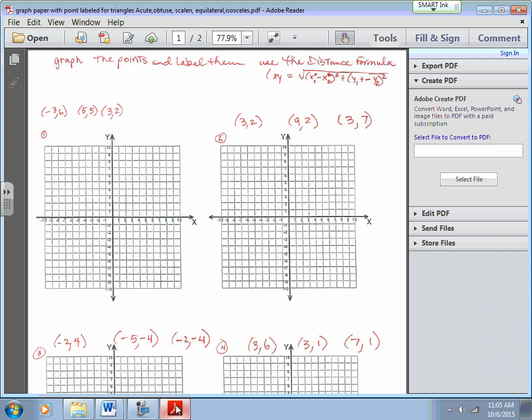All right, so everybody, let's do this one together. Let's graph those 4 points, please. And I want you to label each point with a letter. Doesn't matter which letter you choose. 1, 2, and 3. Oh, I said 4. Sorry.